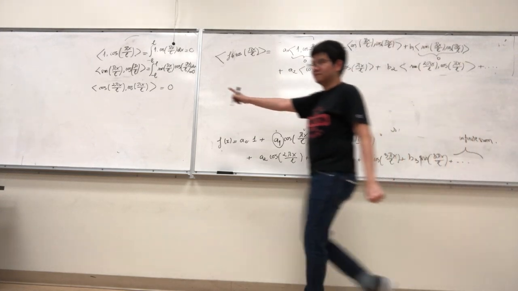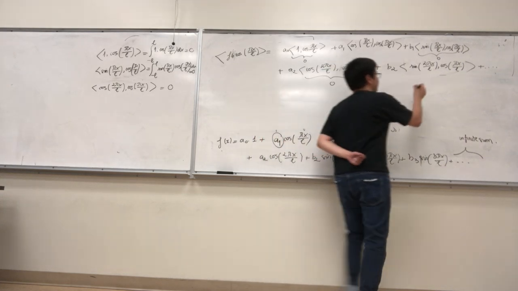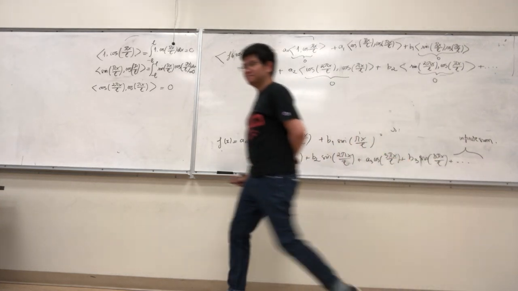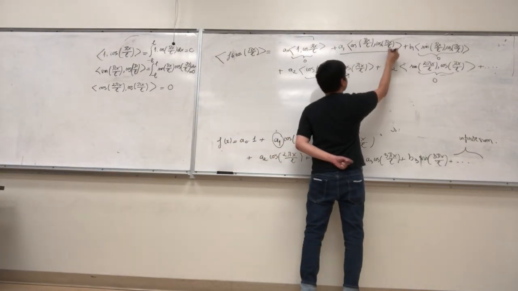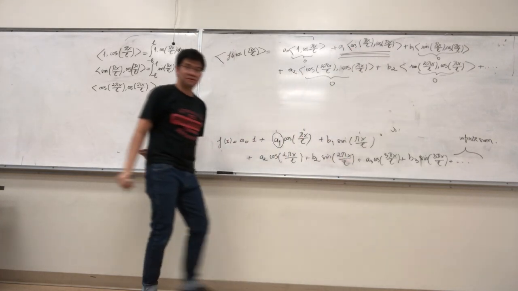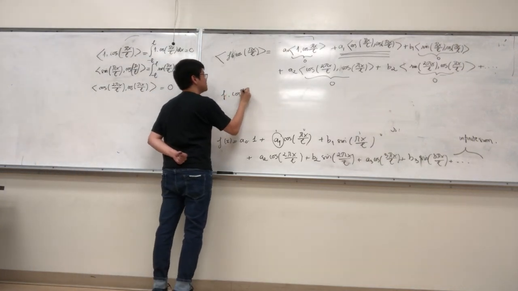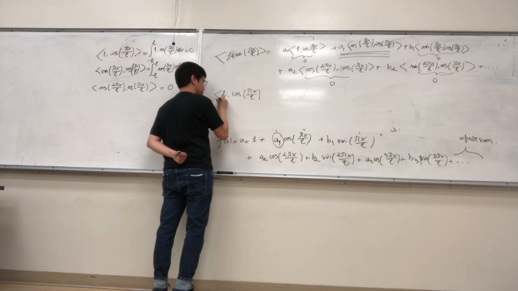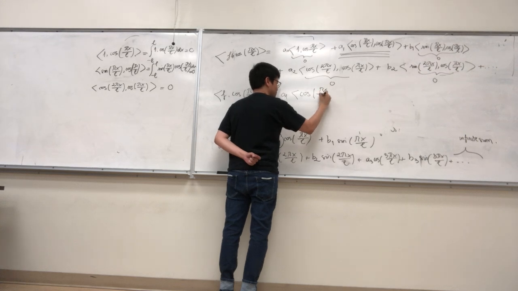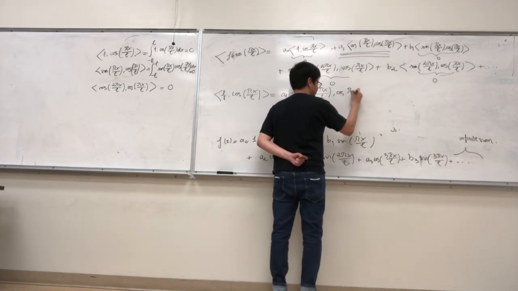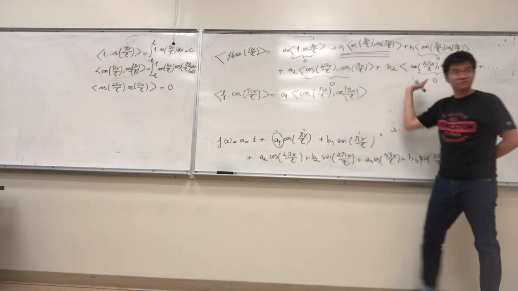Right? So this is what Fourier observed. And this is going to be 0. And this is going to be 0. Alright? It's clear? So now the leftover is just this one. Meaning that you have f cosinus of pi x over L is equal to a1 cosinus of pi x over L cosinus of pi x over L. Right? Because everything else is 0.